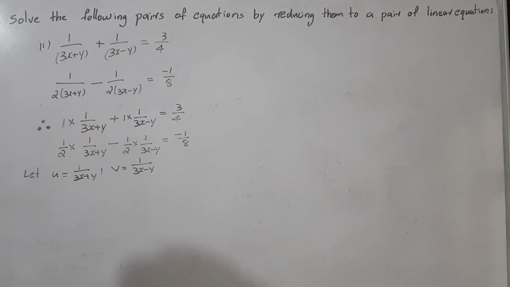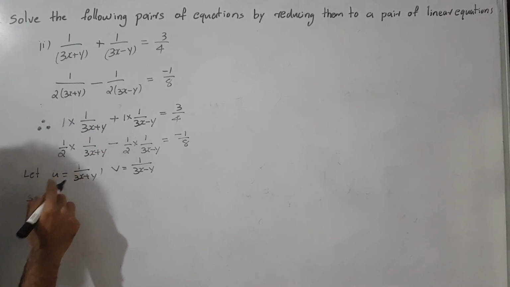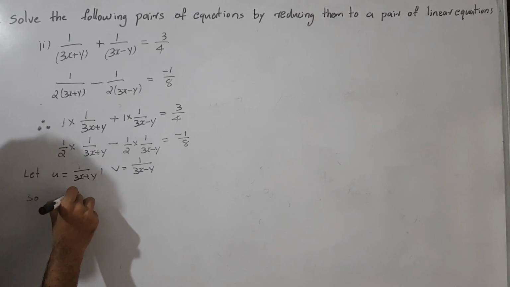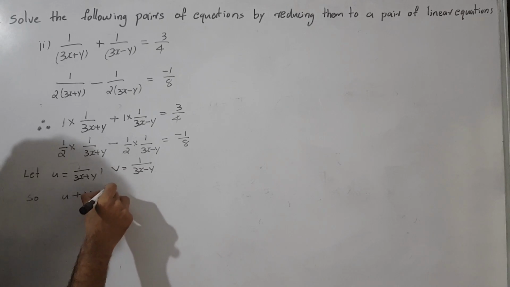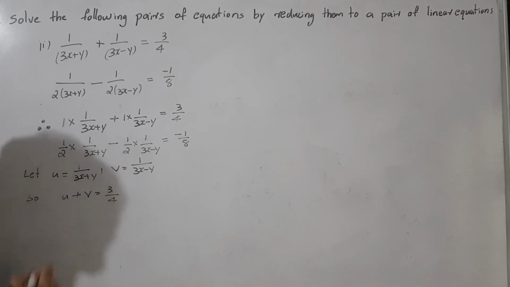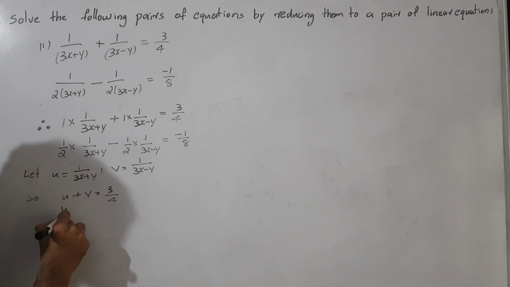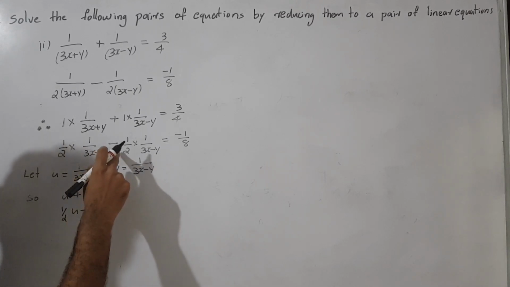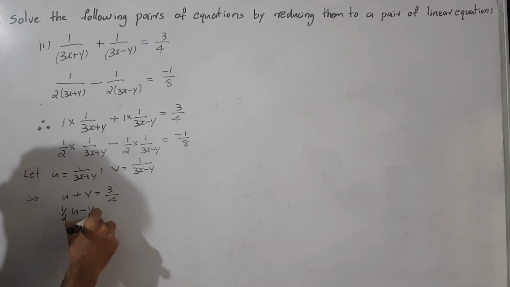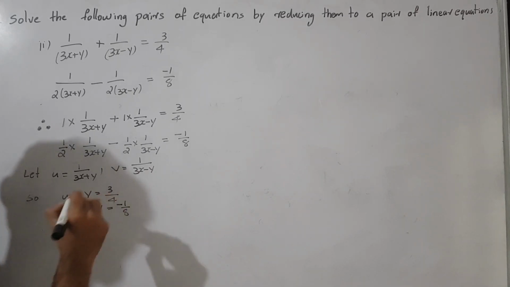Okay, then how do we change the equation? So 1 into u, correct, 1 into u is u, plus 1 into v, correct, 1 into v is v, is equal to 3 by 4. Then 1 by 2 into u, not plus, minus 1 by 2 v is equal to minus 1 by 8, correct.